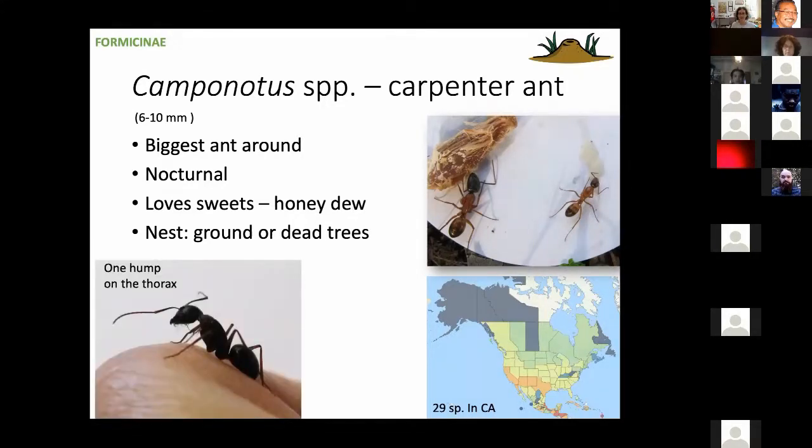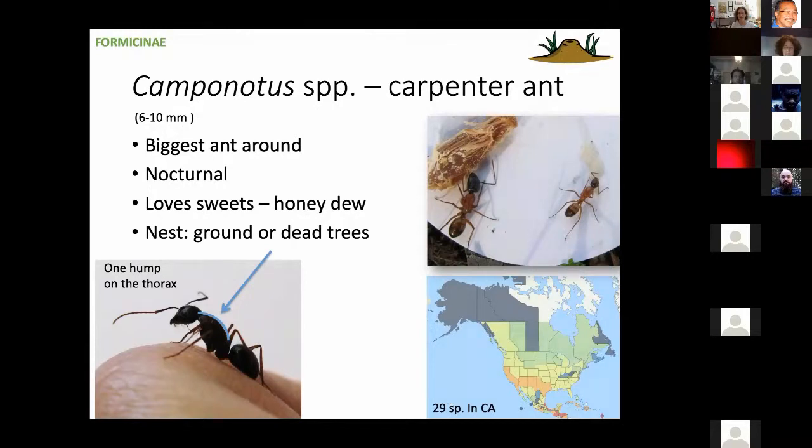The best way to identify them is to hold them with two fingers, which is kind of funny and tricky. Try that. And once you hold them like that, you could look at the shape of the thorax. The thorax is this middle section between the head and the abdomen. And you can see that here it has like an arch shape. And that's the only genus that has that.